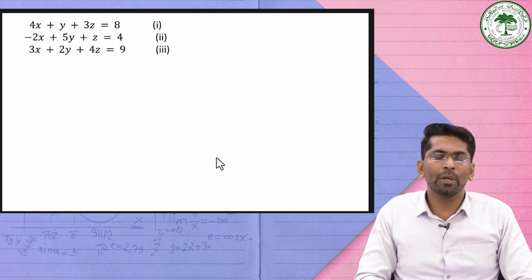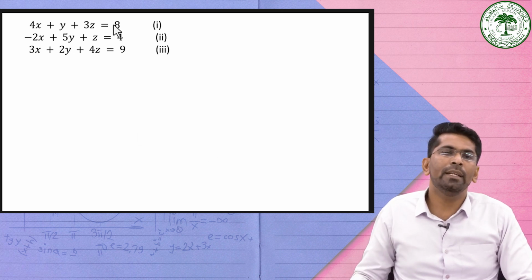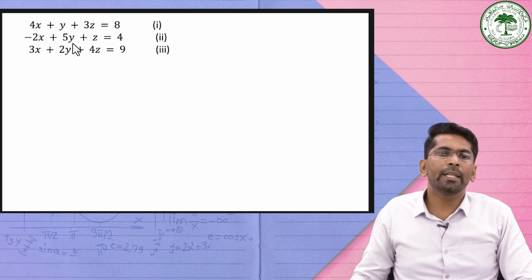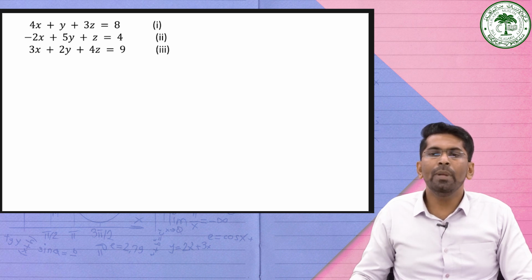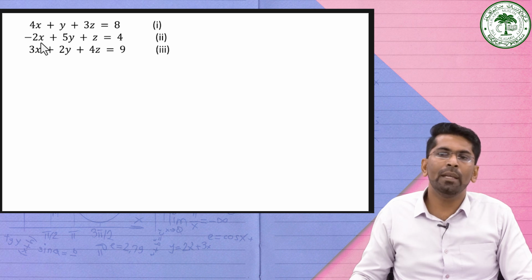We have another system: 4x plus y plus 3z is equal to 8, minus 2x plus 5y plus z is equal to 4, 3x plus 2y plus 4z is equal to 9. So we have a system of linear equations with 3 variables and 3 equations. We want to eliminate the variable x from the second equation, so we want to multiply by 2 and add to equation 1.